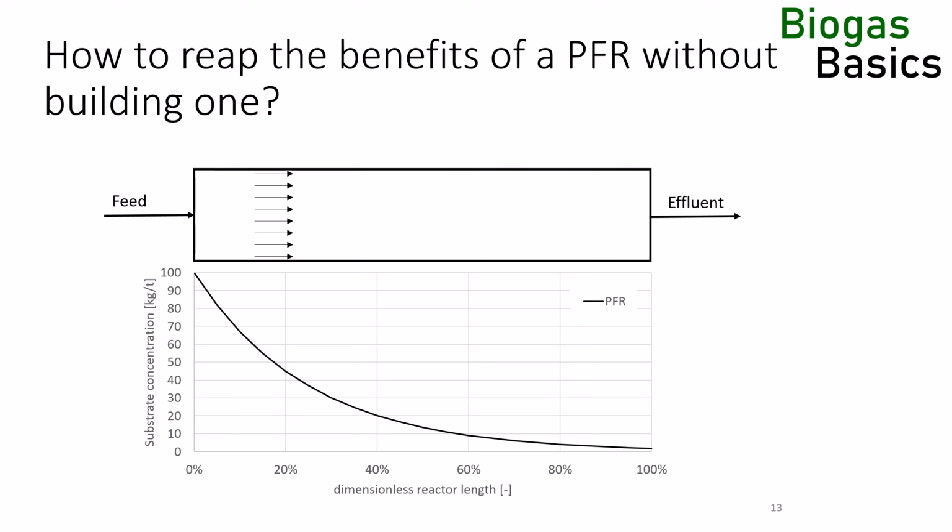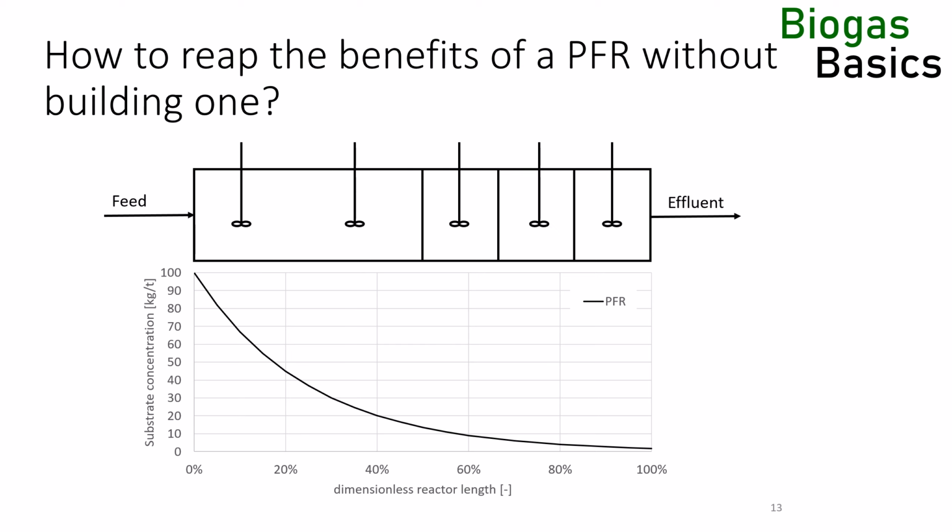Let's go back to the ideal plug flow reactor and its substrate profile. It has no recirculation, so this profile is only academic. Without inoculation, the biogas reaction would not even start. Now let's split the reactor into several compartments. Each compartment is a CSTR, ideally mixed. We make the first compartment a bit larger. Have a look at the substrate profile.